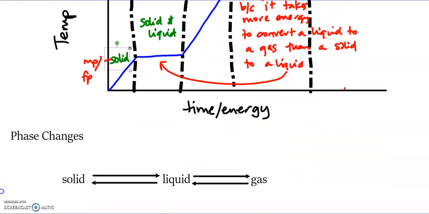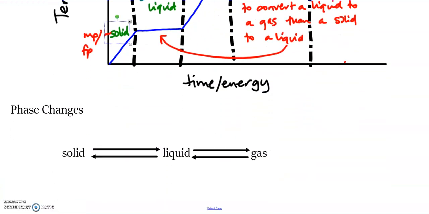So let's talk about these phase changes. Let's make sure we know all these names. So, solid to liquid is melting. Then liquid to gas is vaporizing. And you can talk about evaporation or boiling. They're all the same thing. And then if you go the other way, gas to liquid, that's condensing. So this is removing heat, and then liquid to solid is freezing.